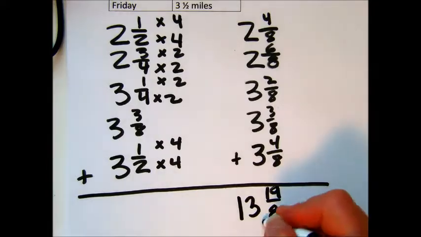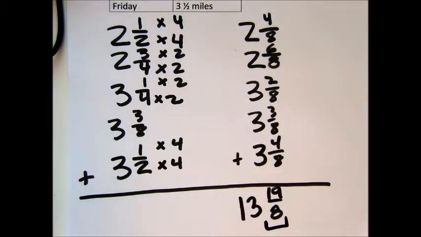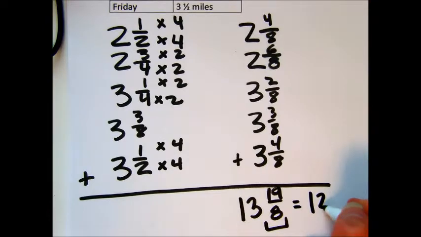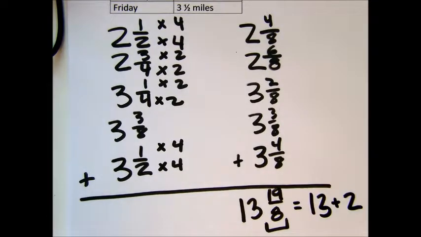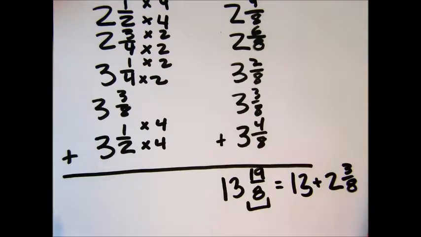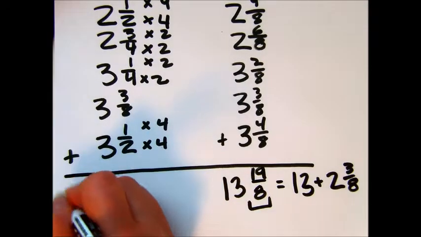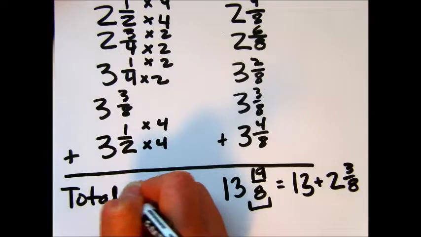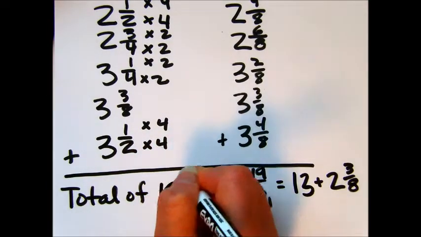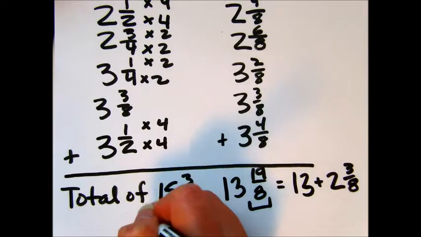Now this 19/8 part of the mixed number is actually an improper fraction. So I want to change that to a mixed number and then add to the 13. So 8 goes into 19 2 times. So 13 plus 2, and I have 3 left over, so 3/8. So 13 plus 2 and 3/8 will give me a total of 15 and 3/8 miles.